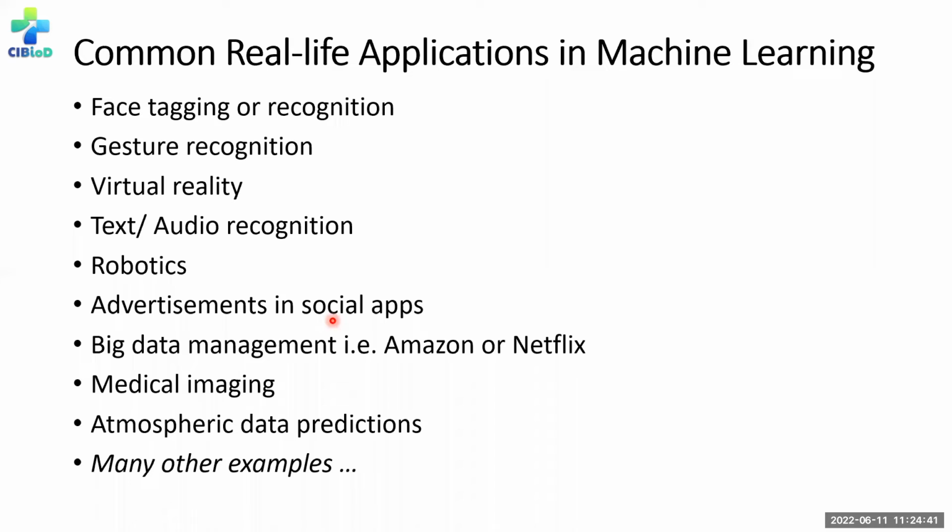Common real-life applications where machine learning helps us today: if you look at Facebook or other applications, face tagging is possible, gesture recognition, you play video games and gestures are recognized, virtual reality, the platforms for sharing data are one example. Then we have text and audio recognition, robotic surgery is very common nowadays. Advertisement in social apps is interesting because it is one of the good business logics nowadays. Every one of you must be using FB or Instagram, and every one of you gets specialized advertisements. They're not common advertisements like on television. That is based on the app's understanding of your user ID data, and the respective advertisements are given. Then we have big data management like Netflix, medical imaging, and many other ML applications nowadays.